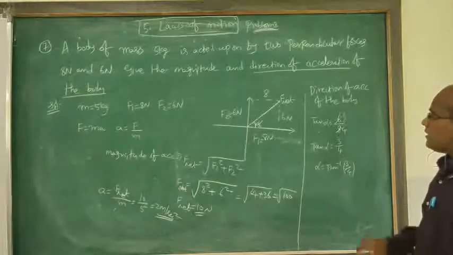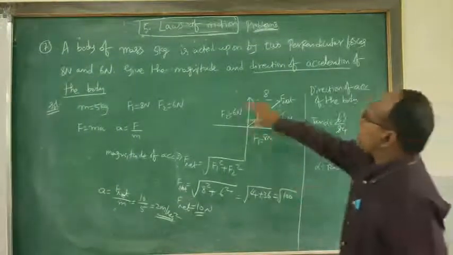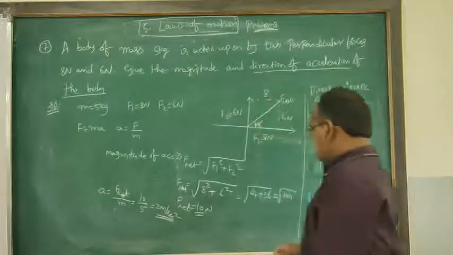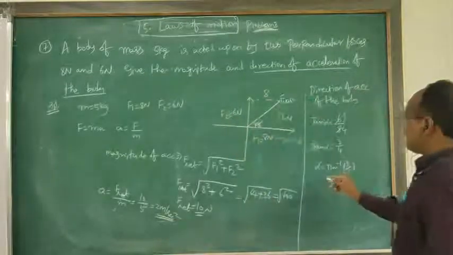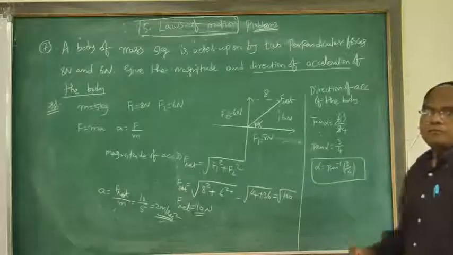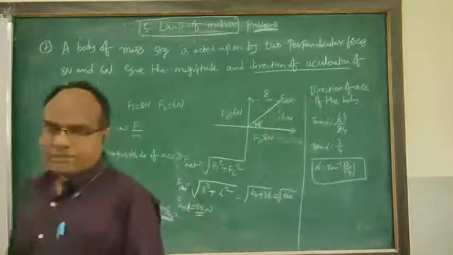And how is it moving? It is moving around the X direction. So we gave the magnitude and direction of the acceleration of the body. This is the magnitude of acceleration and this is the direction of acceleration of the body. This is the 7th problem.